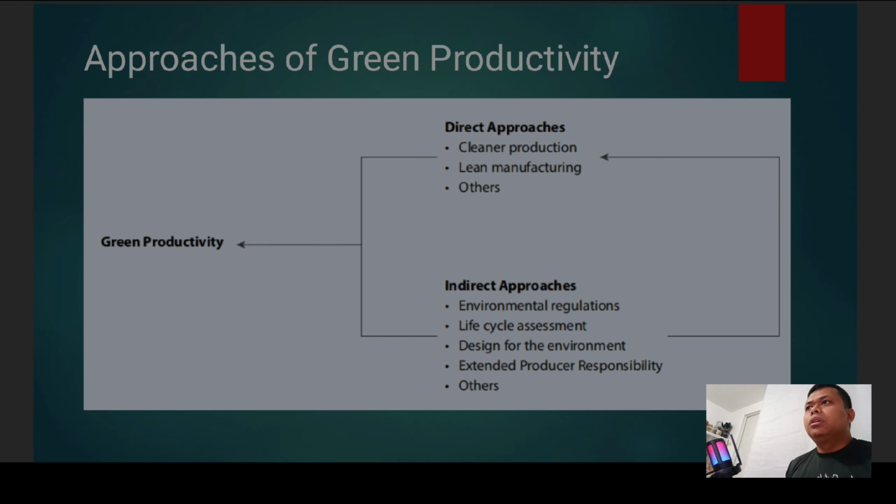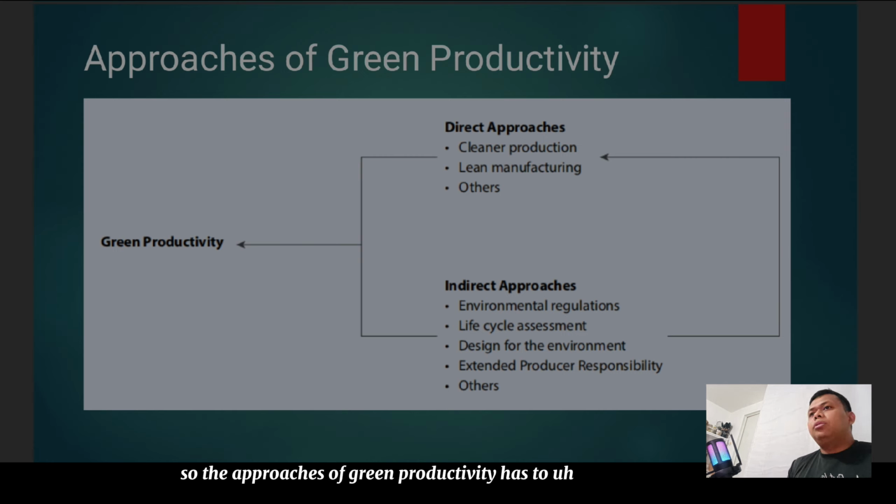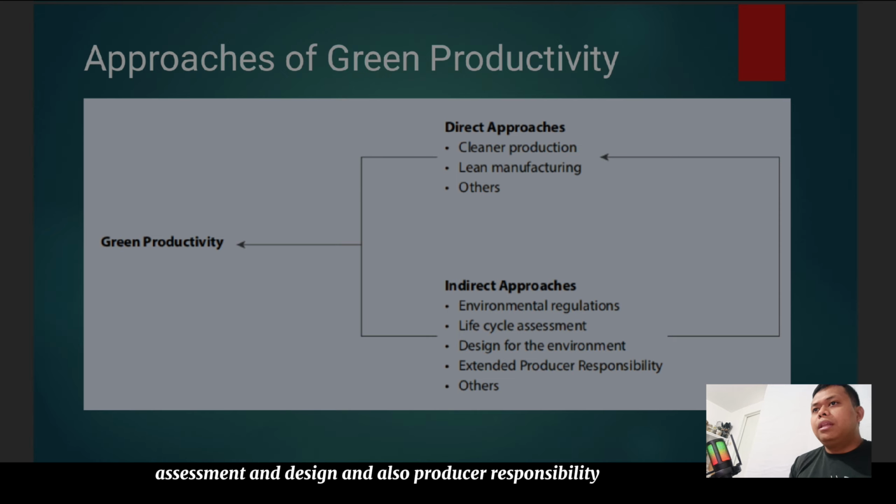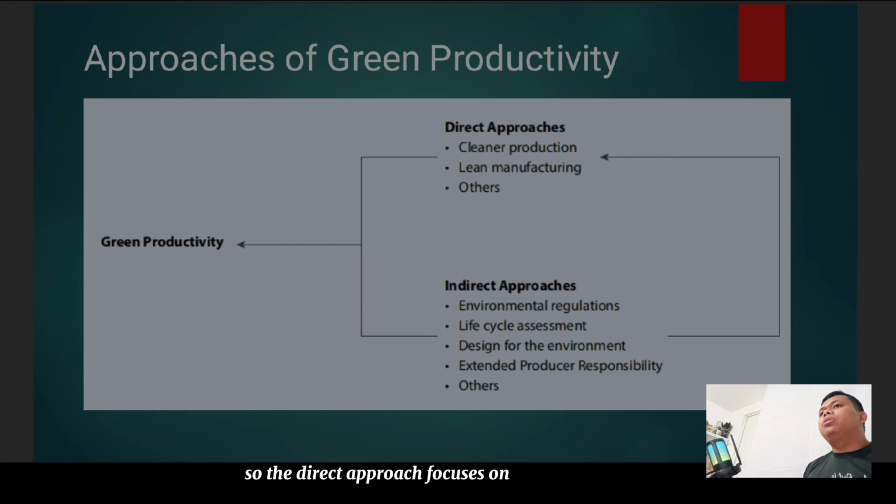The approaches of green productivity have two branches, the direct and indirect approaches. The indirect approach focuses on environmental regulations, assessment and design, and also producer responsibility. The direct approach focuses on production and manufacturing itself.